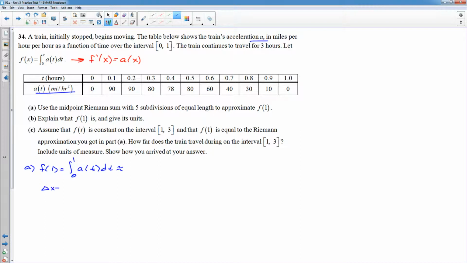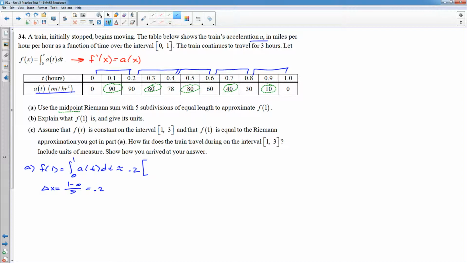subintervals. Your delta x is going to be b minus a, divided by the number of subdivisions, which is going to be 1/5 or 0.2. So each of my rectangles is going to go like this. So it's going to be 0.2. That's the base of each rectangle. If the base is the same throughout, then you could factor out that base. Now I simply need to add the heights, and we're using midpoints. So I'm going to use the value at the middle of each of these intervals.